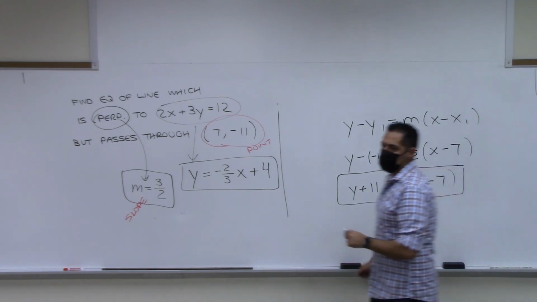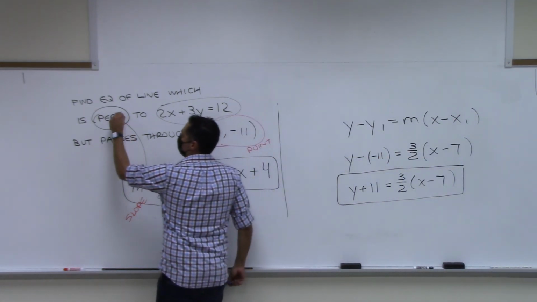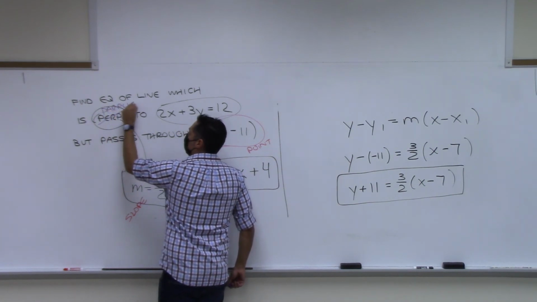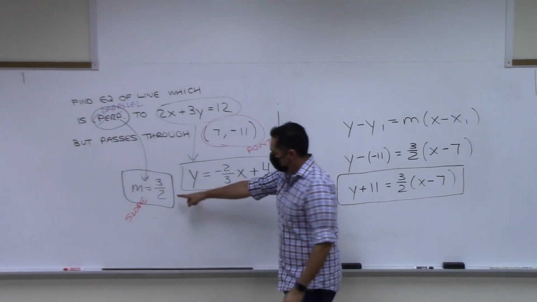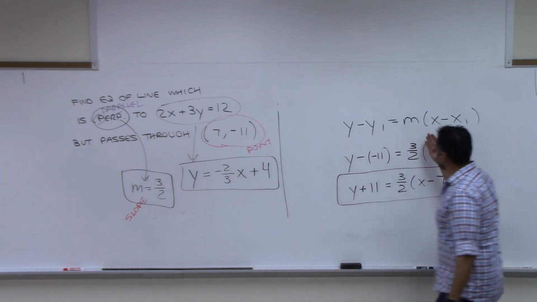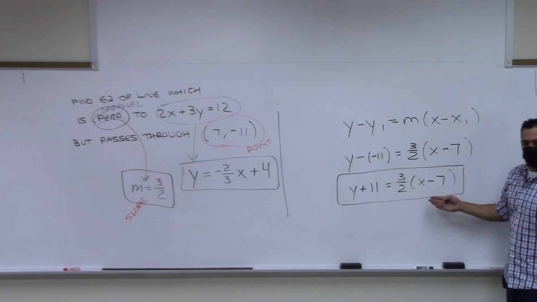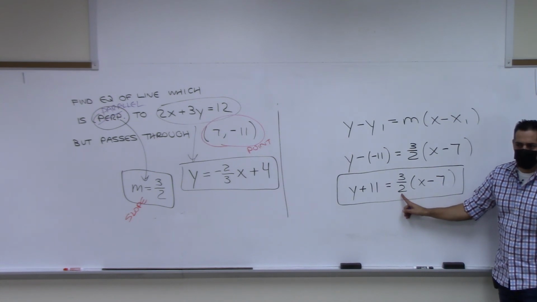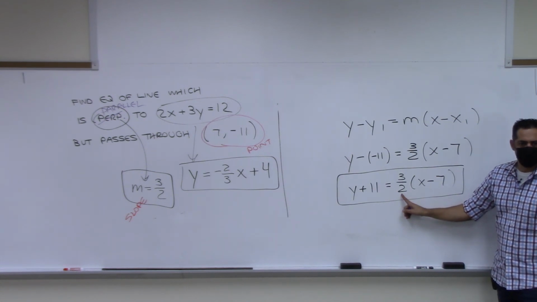By the way, what would change if I said parallel here instead? Okay, so what would you do? All that would change would be what here? That right there would be negative 2/3. That's the only difference, right? It's the only difference.